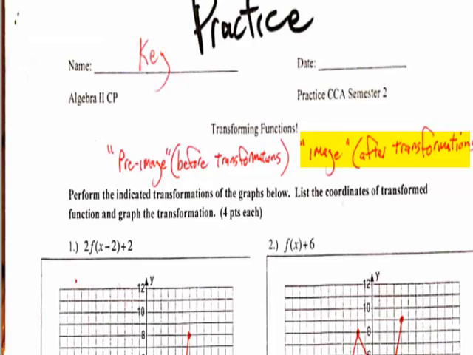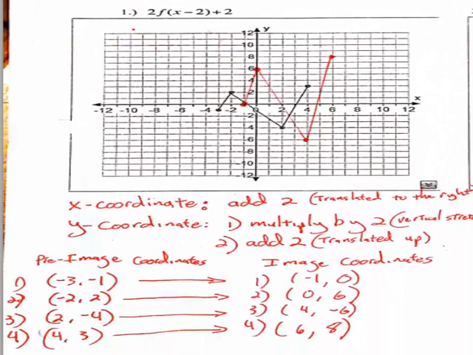For the first function, you have 2 times f of x minus 2 inside the parentheses plus 2. The x coordinates, you're going to add 2 to each of the x coordinates because of x minus 2 inside the parentheses. The rules are the same for transformations that we've had for all the graphing. Inside the parentheses, if it's x plus 2, it moves 2 to the left. If it's x minus 2, it moves 2 to the right. So in this case, all the x coordinates, you're going to add 2 to it, or it's going to move them 2 to the right.